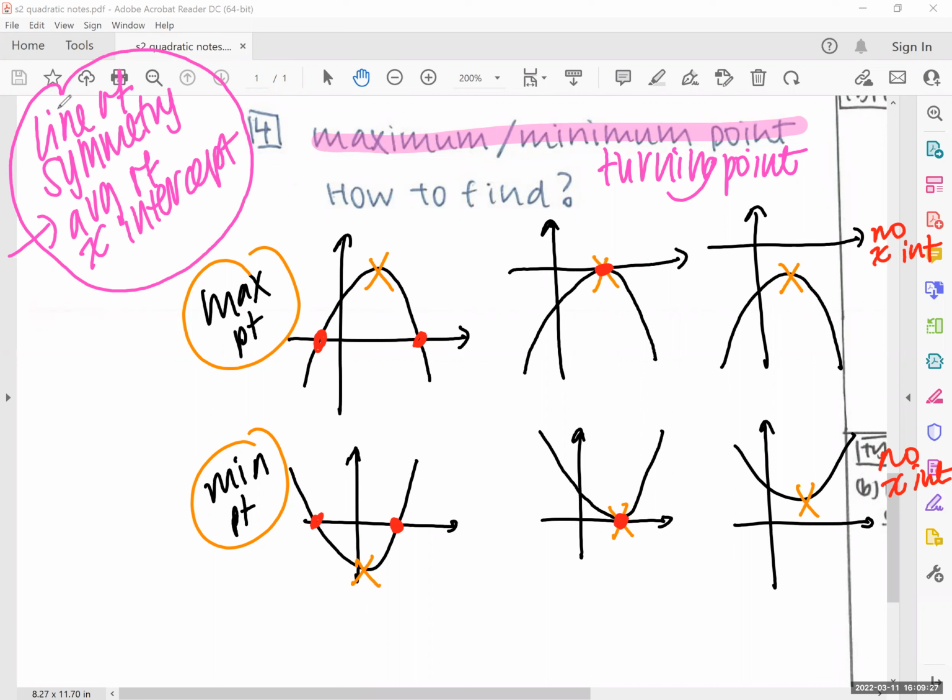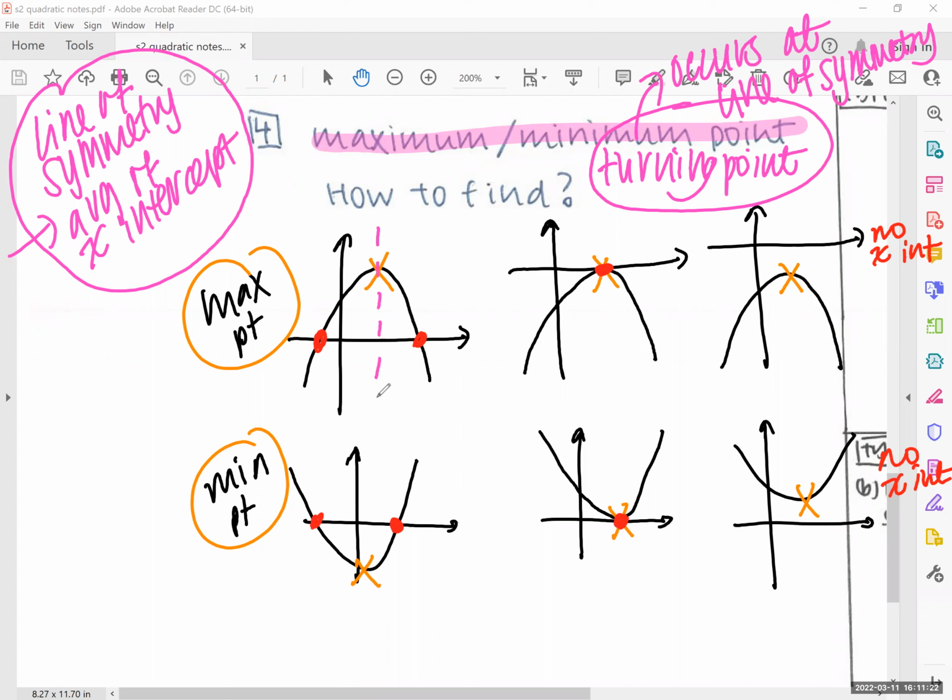So what do you notice about where the turning point is? The maximum point, that is called turning point. Where does the turning point occur? Yes, line of symmetry. And that is the relationship you need to make out: the turning point is always at the line of symmetry.